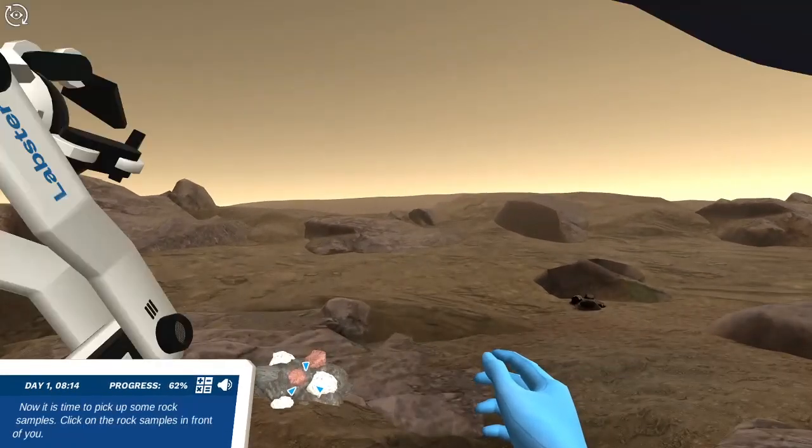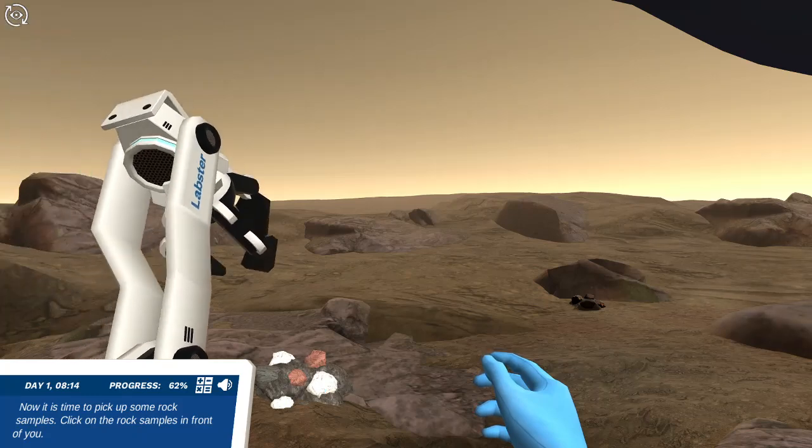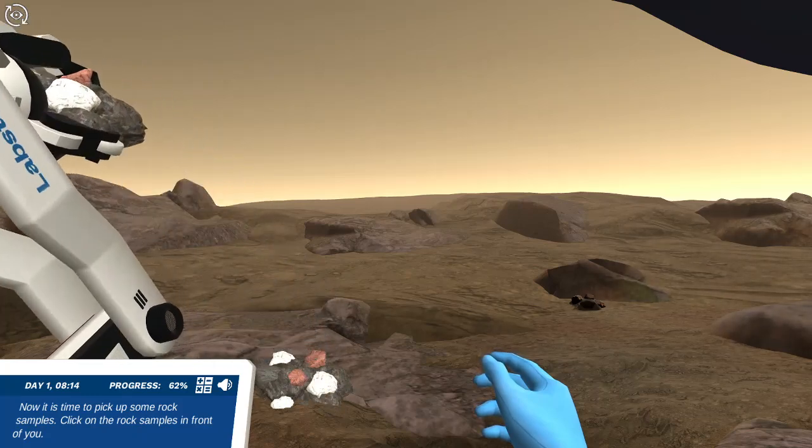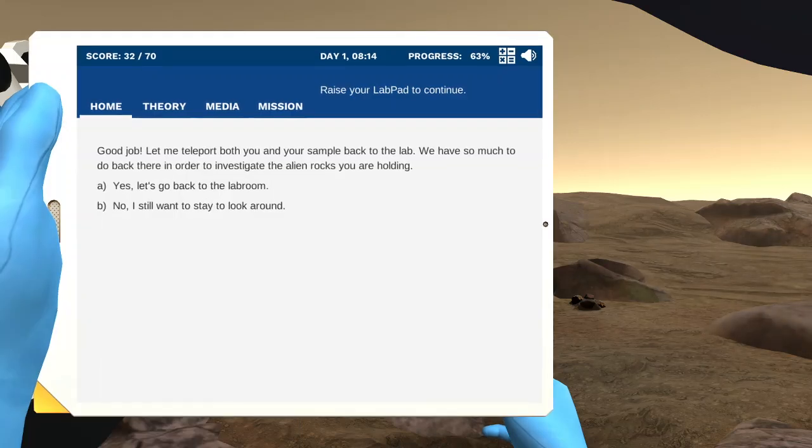Now it is time to pick up some rock samples. Click on the rock samples in front of you. Good job. Let me teleport both you and your sample back to the lab.